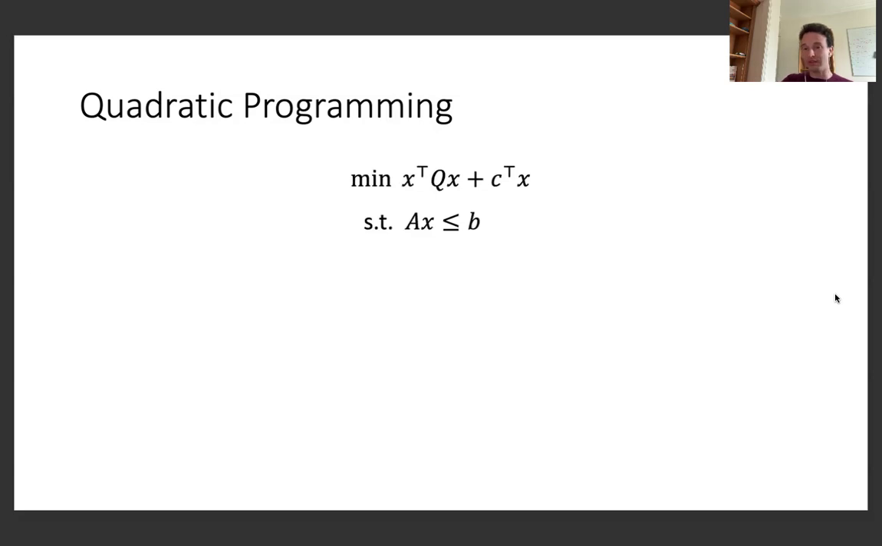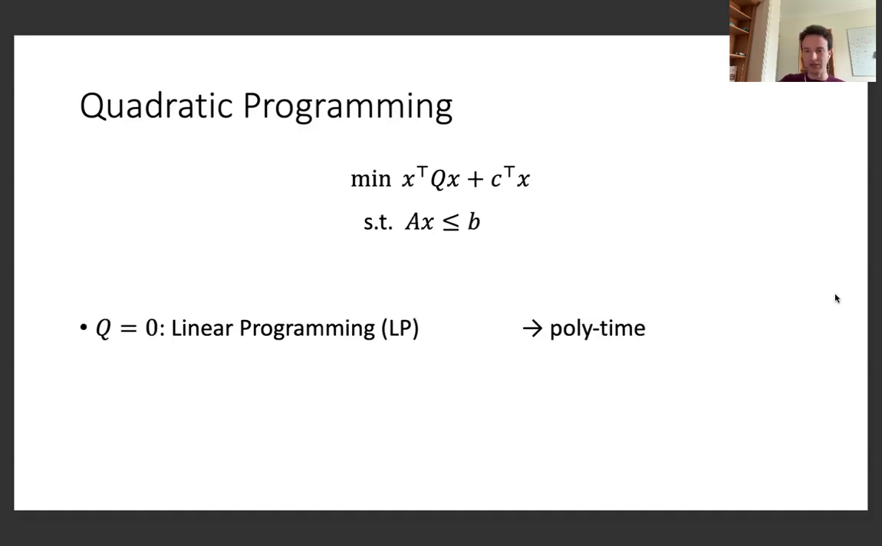So what do we know about this very standard type of optimization problem? Some special cases first. If this matrix Q happens to be 0, which means that essentially there are no quadratic terms in the objective function, in other words, the objective function is linear, and in that case, this is just an LP. And so we know that this is easy to solve. It can be solved in polynomial time.